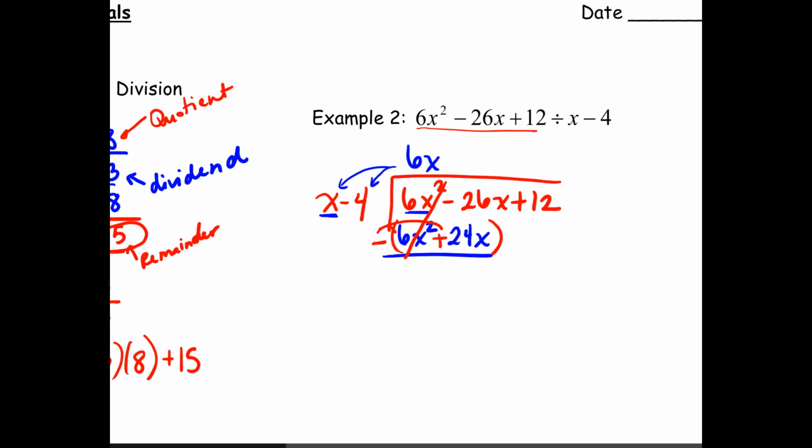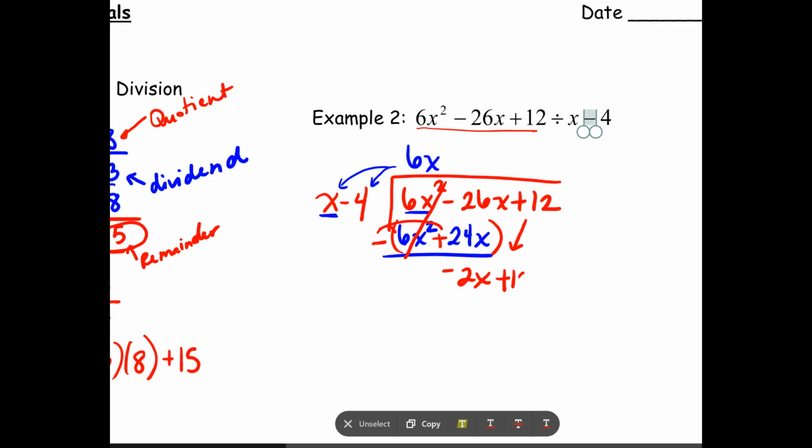Negative 26x plus 24x, what will that become? Negative 2x. And then we bring down the 12, and the process starts over. So you look at just the first term on the outside and the first term that you're dividing into on the inside. And you ask, what times x would give me a negative 2x?